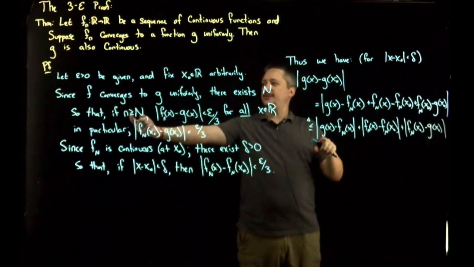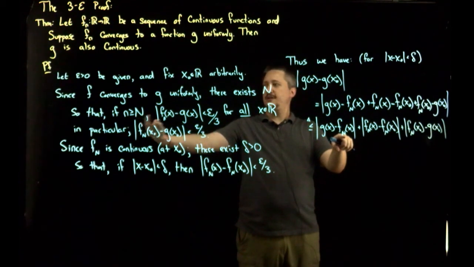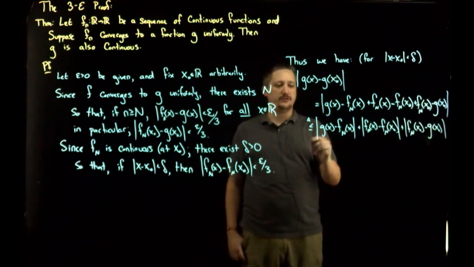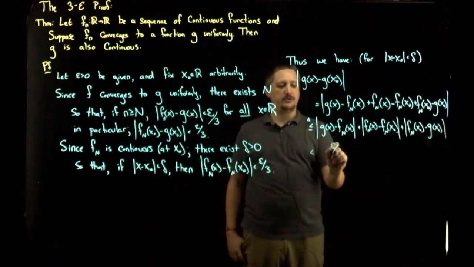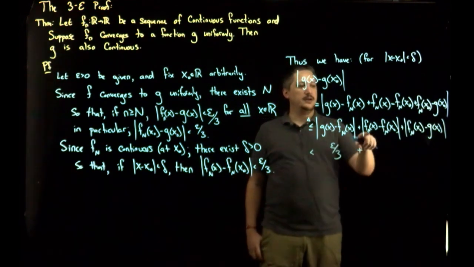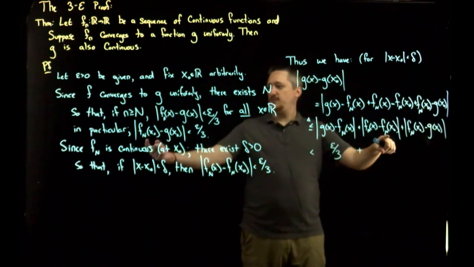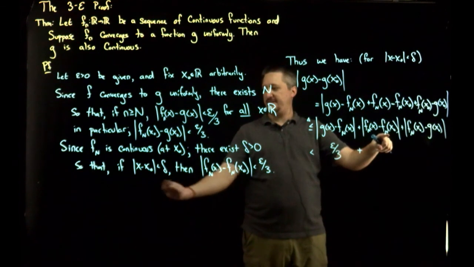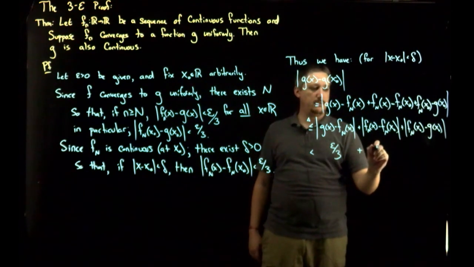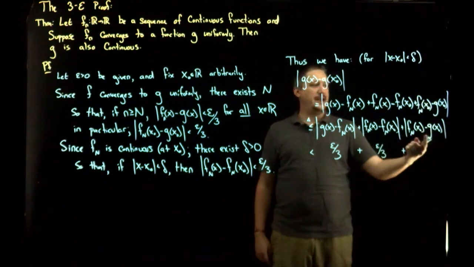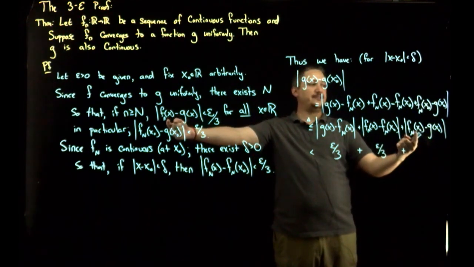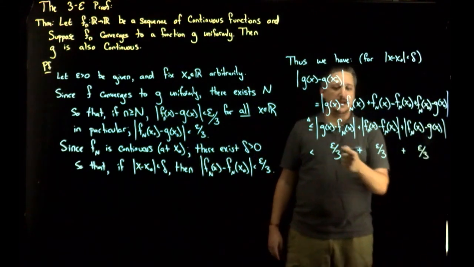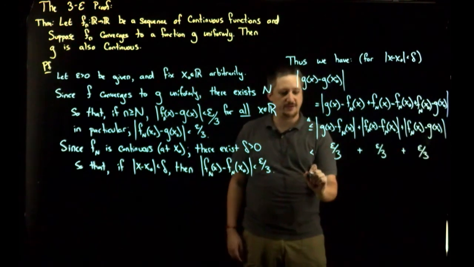Now, as long as n is at least capital N, which it is, the distance between f n of x and g of x is smaller than epsilon over 3. So this thing is smaller than epsilon over 3. f n of x minus f n of x naught, well, as long as I have it within delta, which I do, this is less than epsilon over 3. And just like before, this is true for every x, in particular, it's true for x naught. But epsilon over 3 plus epsilon over 3 plus epsilon over 3, that is epsilon.